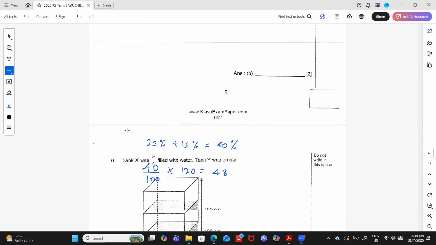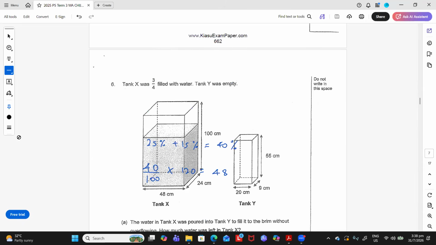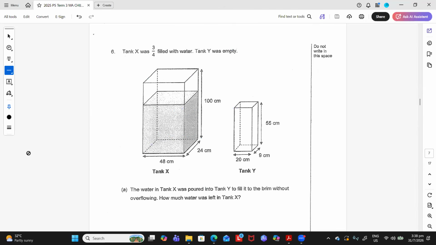Okay, now let's move on to question 6. When you're doing question 6, make sure you label your working when you're writing it out, okay? So, tank X is 3/4 filled with water. Tank Y is empty. Now, the water in tank X was poured into tank Y until tank Y becomes full. How much water is left in tank X?